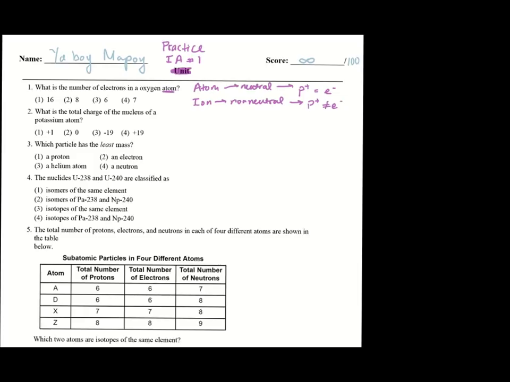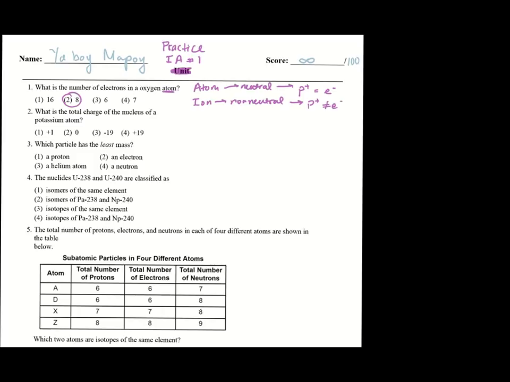And so how do we figure this out? The electrons for a neutral atom of oxygen: you have to look it up on the reference table. What is the number of protons for oxygen? You'll see the atomic number is the same as the number of protons, and you'll find that oxygen has an atomic number of 8. Therefore, it has 8 electrons as well.